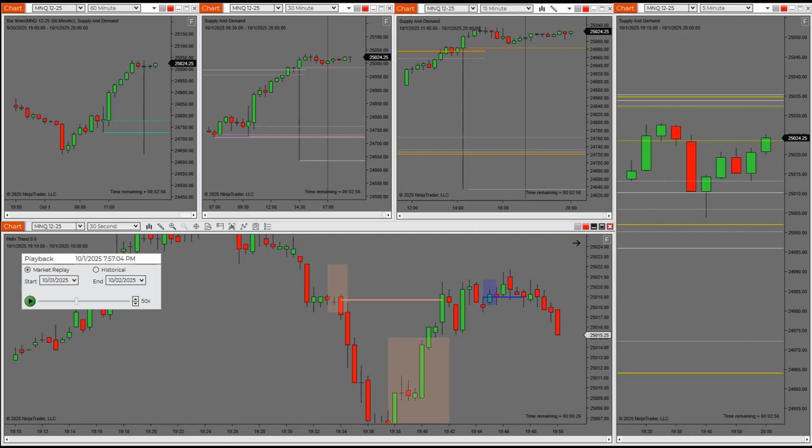See right here, okay, I've turned those back off and I'll just do it this way, it's easier. So anyway, you can see right here though, that's where we finally got our long setup. And there's really no room to go.